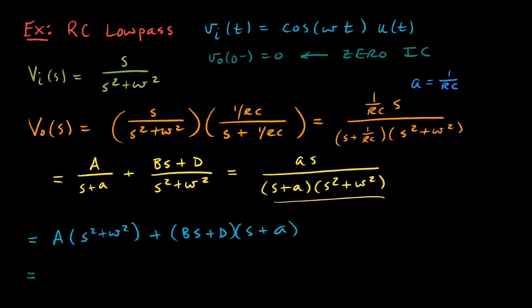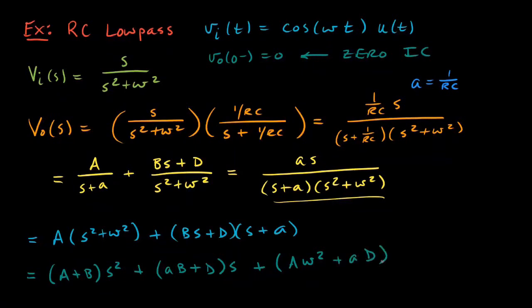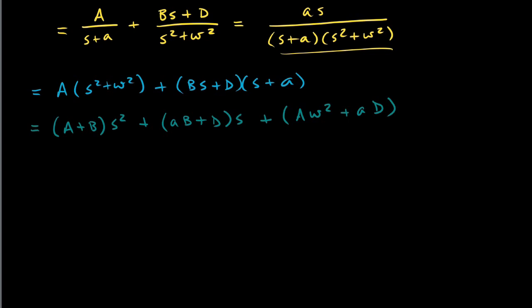And as I move that along and collect terms and do all the algebra here, I'm going to end up with something that looks like A plus B onto S squared, plus aB plus D onto S, and then plus the constant term, which is going to be capital A omega squared plus little a times D. And then I've got to compare coefficients, so essentially solving the system of equations that I end up with. There's a little bit of tedium involved in doing that, but you just got to persevere through it. It's really not horrible.